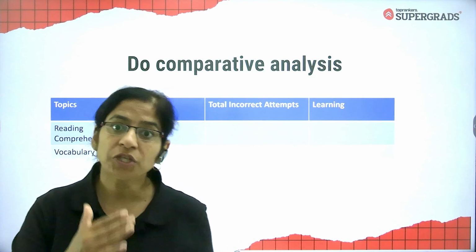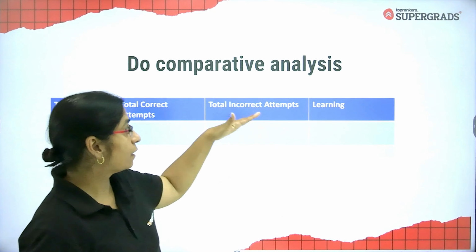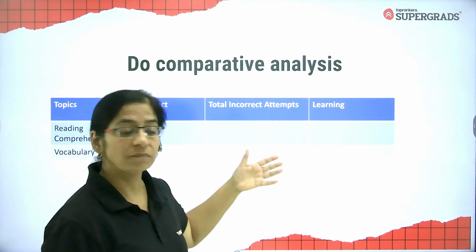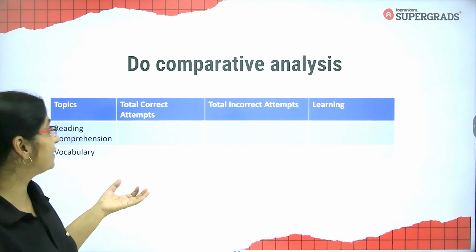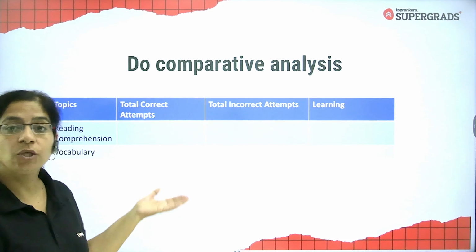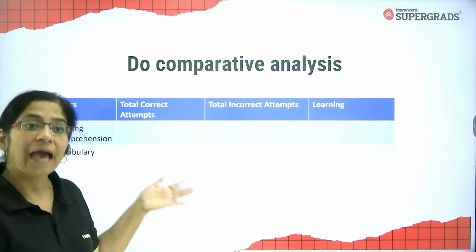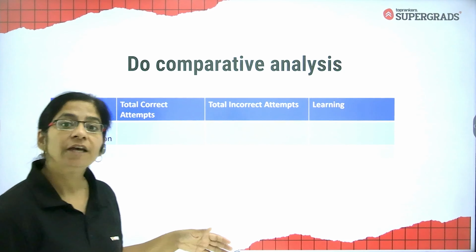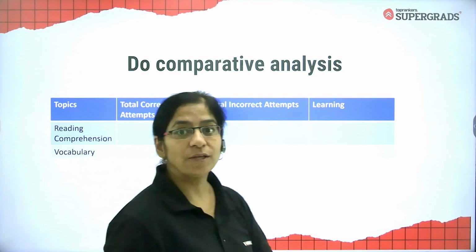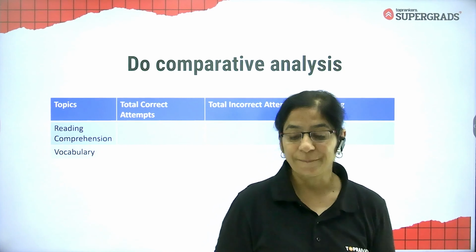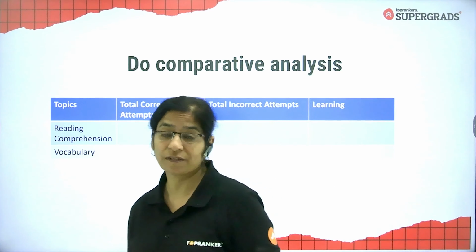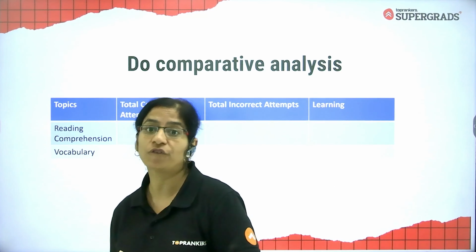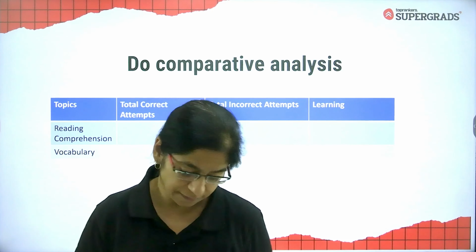Once you start maintaining a record in a very systematic manner, you will be able to do an analysis and identify your strengths and your weaknesses, and you will be able to work on them accordingly. This can be a very effective method to see a pattern of your mistakes and even your strengths.